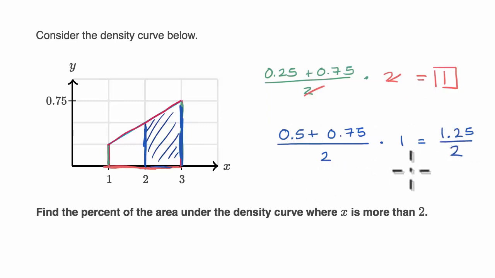And what is that going to be equal to? Well, that would be the same thing as 0.625. Did I do that right? Yep. Yeah, if I multiply 2 times this, I would get 1.25. So the percent of the area under the density curve where x is more than 2, this is the decimal expression of it. But if we wanted to write it as a percent, it would be 62.5%.